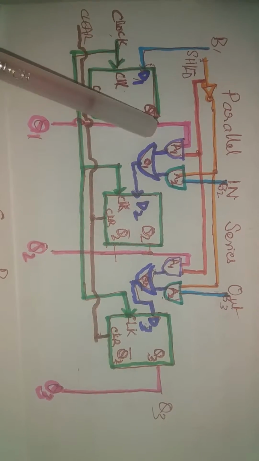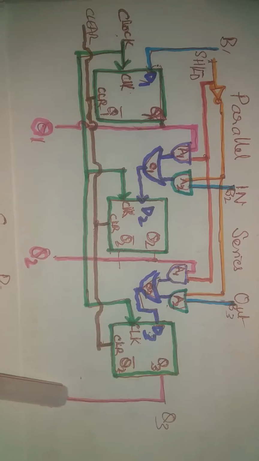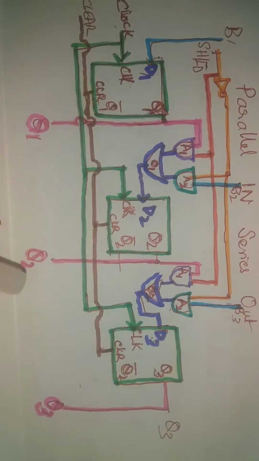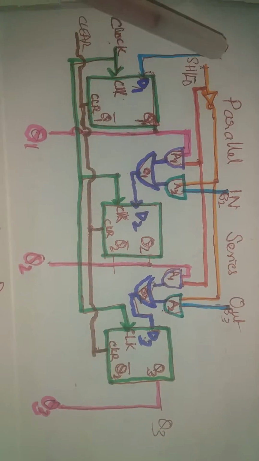And you see that the output is available parallelly at the same clock. So this is parallel out operation. So parallel in, parallel out. Now for series out operation, what we have to do? We have to make this control line high.